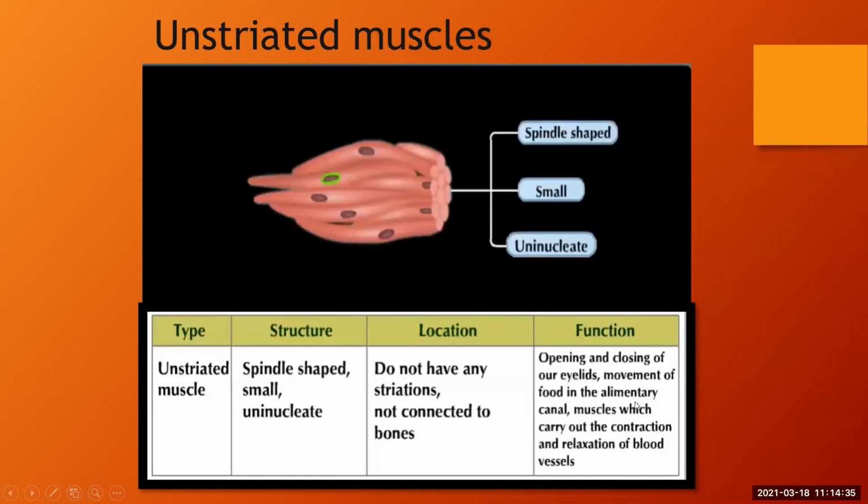Function of unstriated muscles: this type of muscles carry out opening and closing of our eyelids, movement of food in the alimentary canal, and the contraction and relaxation of the blood vessels.